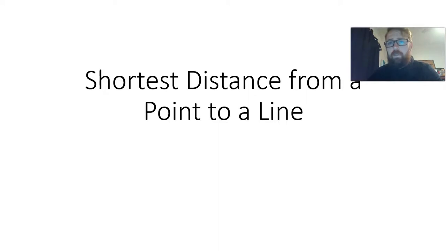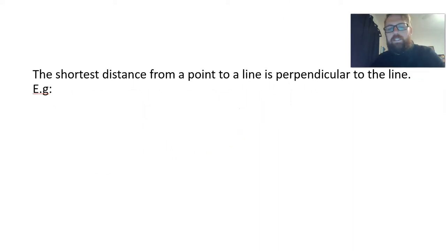Okay, so today we're going to have a look at the shortest distance from a point to a line. We'll start off with a bit of a statement: the shortest distance from a point to a line is perpendicular to the line. What does that mean?